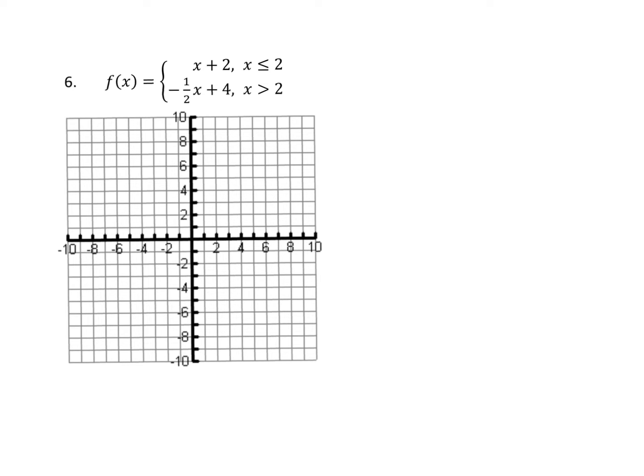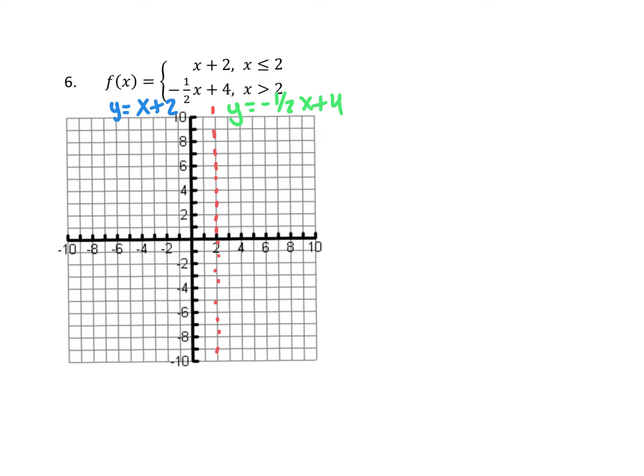I am going to be graphing the line y equals x plus 2 for the portion of the graph to the left of when x is 2, because it says x is less than or equal to 2. And I'm going to be graphing the line y equals negative 1/2 x plus 4 in the portion of the graph to the right of this line. Some students find it visually helpful to draw a dotted line to show that you're separating this graph, and then to see that over here, this is the section for y equals x plus 2, and to the right is the section y equals negative 1/2 x plus 4.